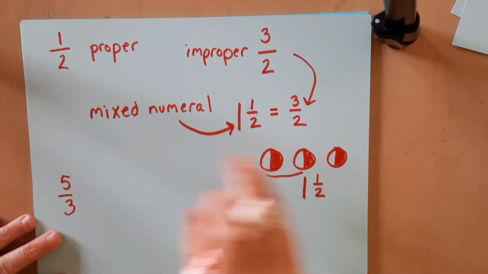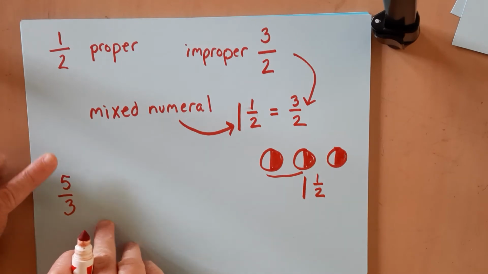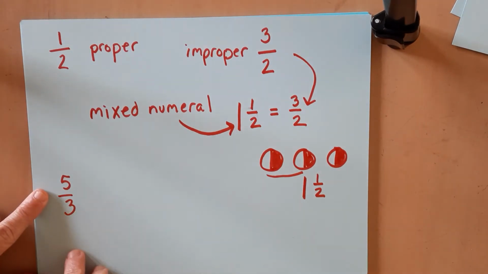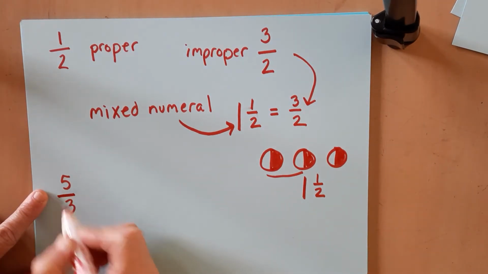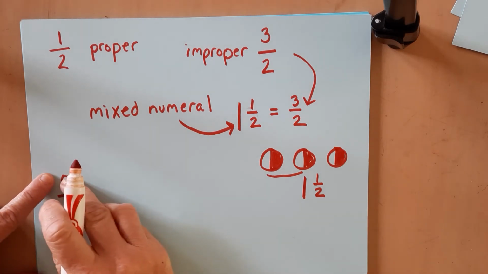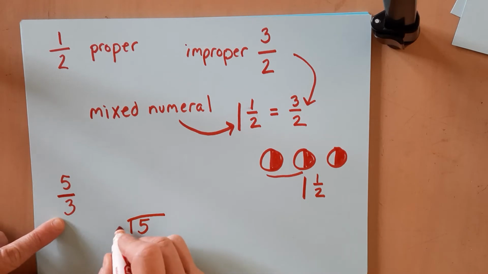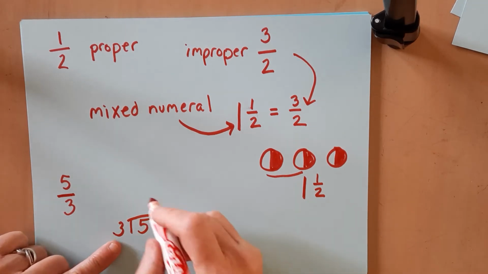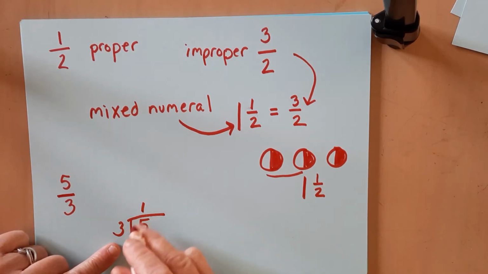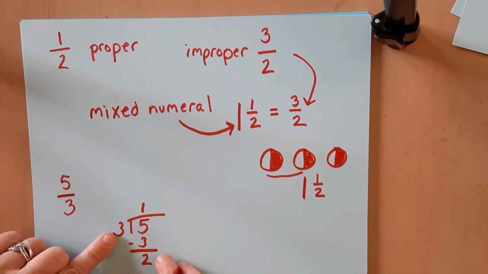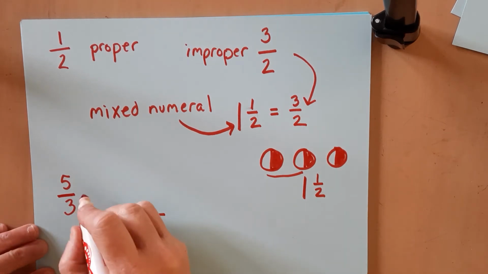So the way you transfer them, if you have a number, let's say 5/3, and in your book it says change 5/3 from an improper fraction into a mixed numeral. The way you do that is simply to remember that the fraction bar means divided by. So 5 is in the numerator, so it goes under the division sign, and the 3 is here. 3 goes into 5 one time. 1 times 3 is 3. 5 take away 3 is 2.